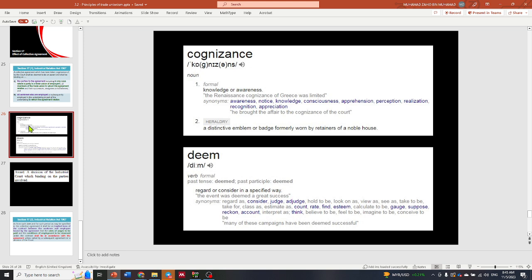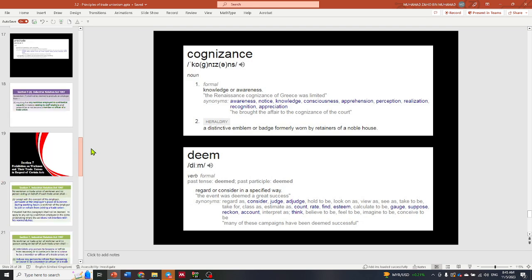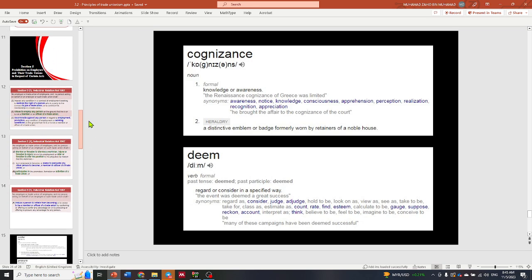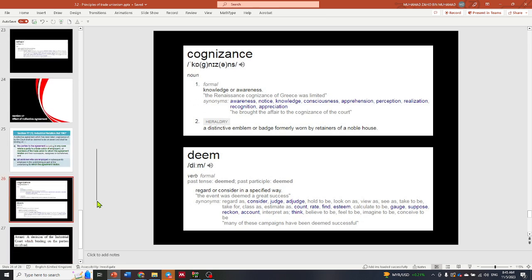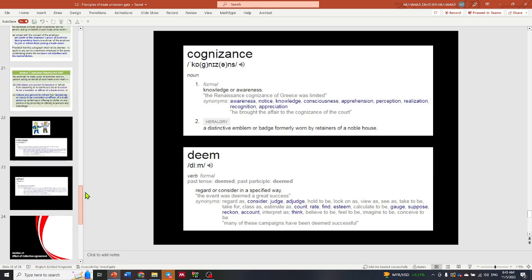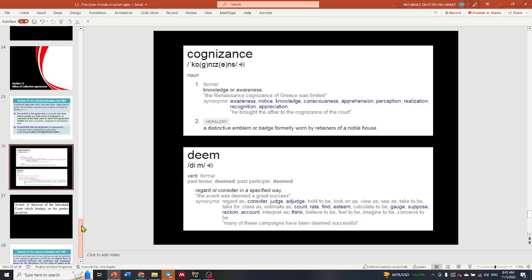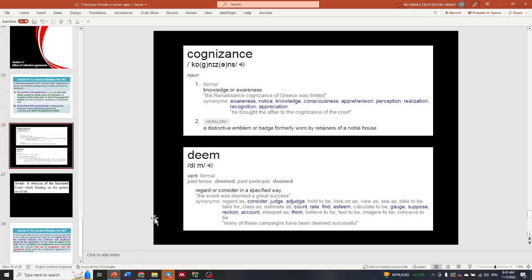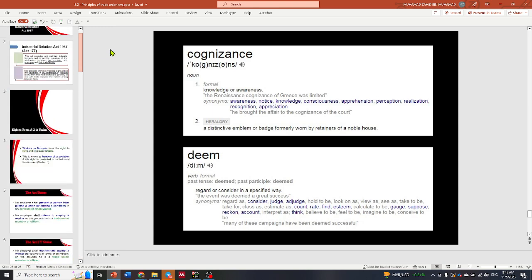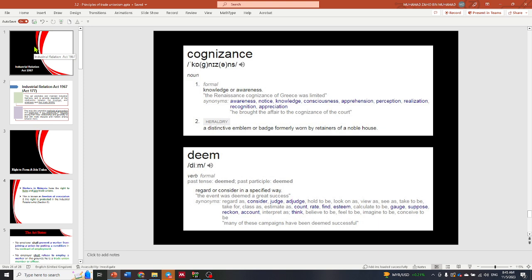Ada soalan tak tentang 3.2 ni? Dalam 3.2 ni kita dah bincang tentang section 4, section 5, section 7, section 17. Bukan kita bincang semua section, kita bincang the highlights of this Akta 177 sahaja. Ada soalan tak setakat ni tentang Industrial Relations Act 1967 ataupun Akta 177?